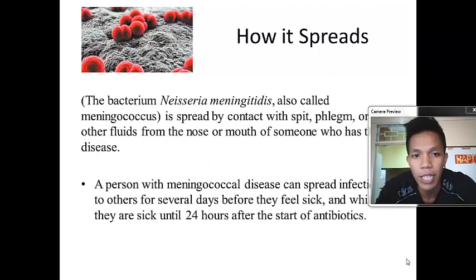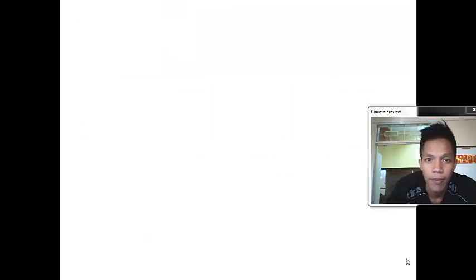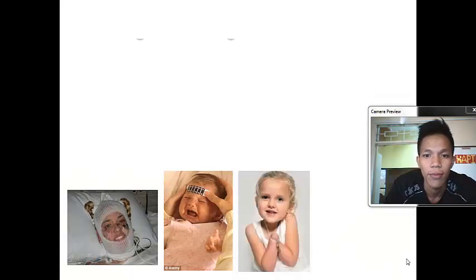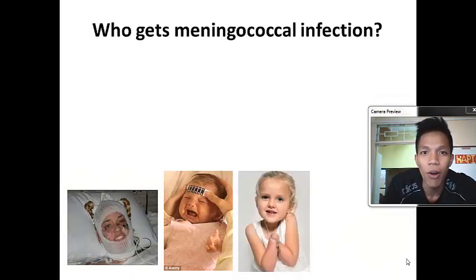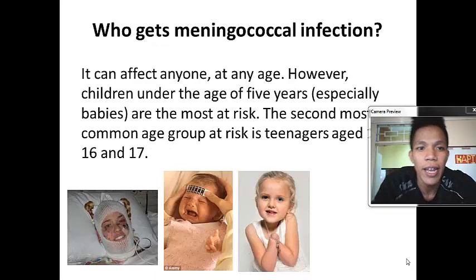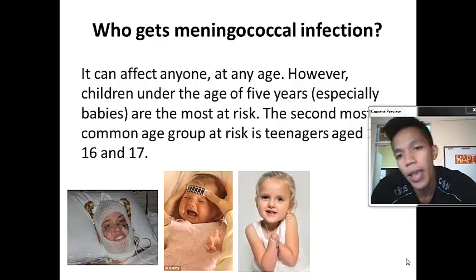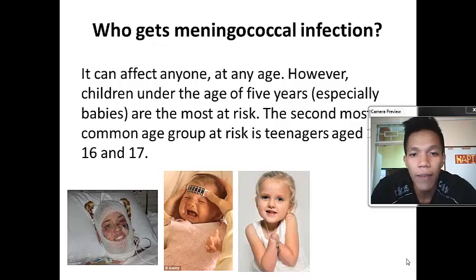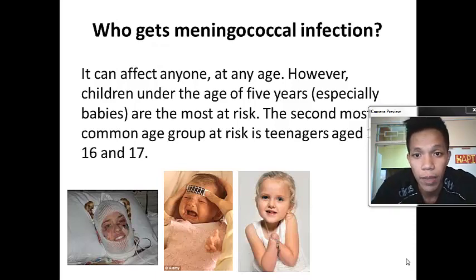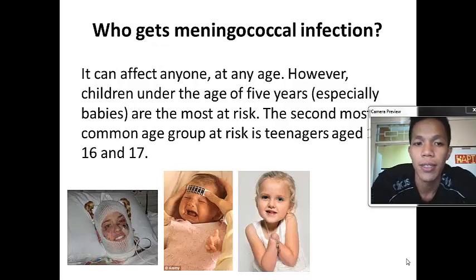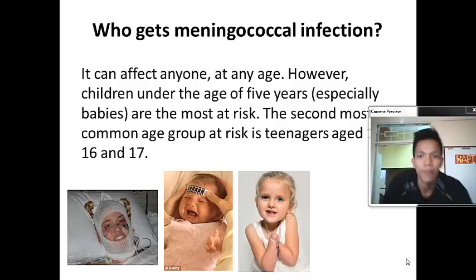Coughing or sneezing on someone. Who gets the meningococcal infection? It can affect anyone at any age. However, children under the age of 5 years, especially babies, are the most at risk. Why? Because babies have a low immune system. The second most common age group at risk is teenagers aged 15, 16, and 17.